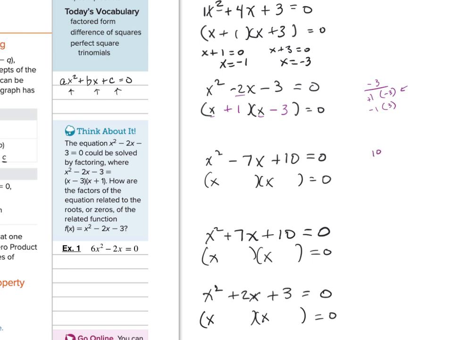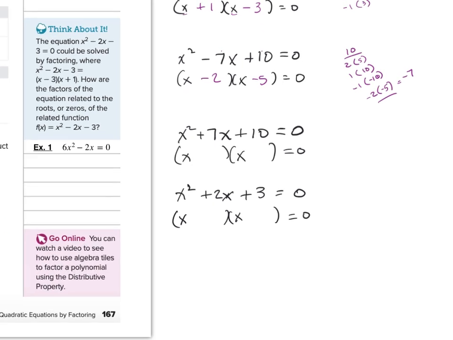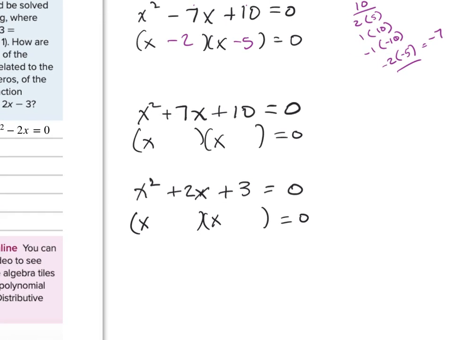The factors of 10, in this case, that will add up to -5. You have 2 times 5, you have 1 times 10, but you also have your negative values. I have -1 times -10, and then I have -2 times -5. Well, -2 times -5 is a +10, and it also adds to -7. So -2, -5. Same, keep going. Again, now we just did this.